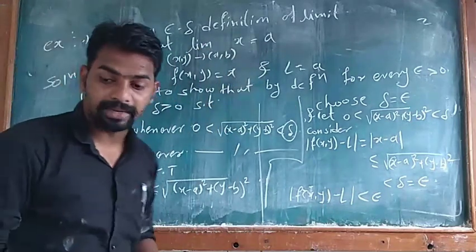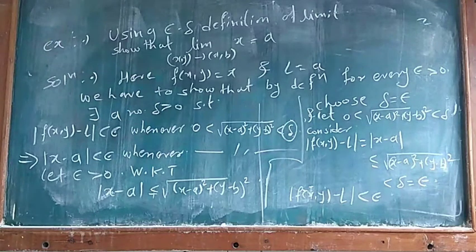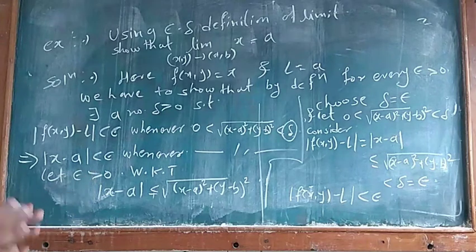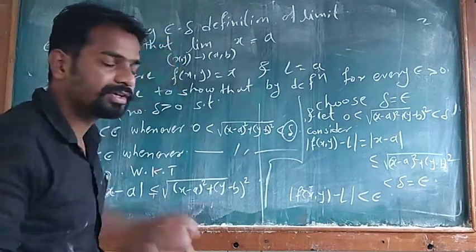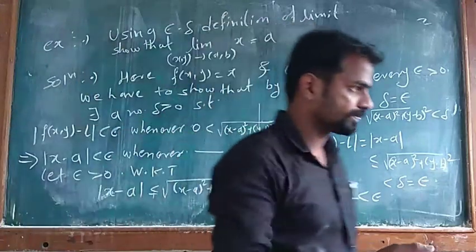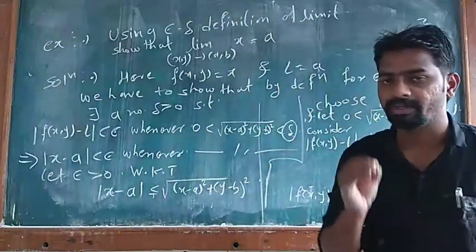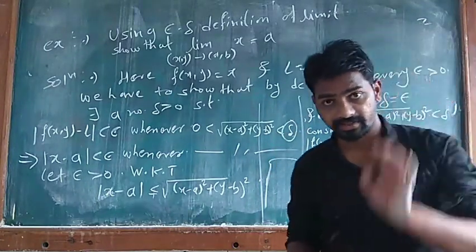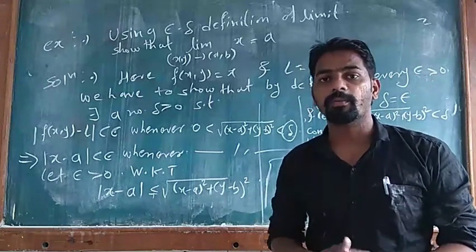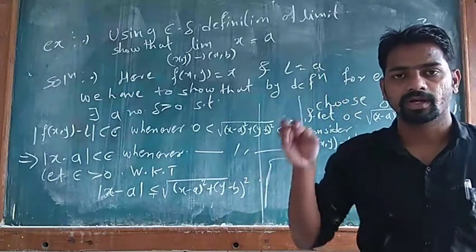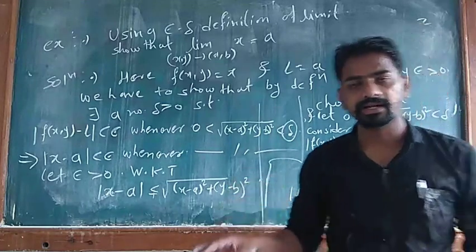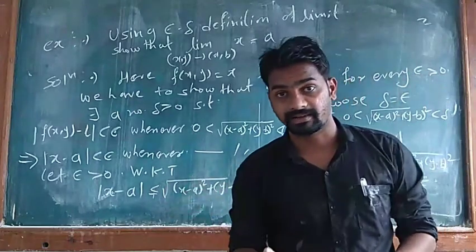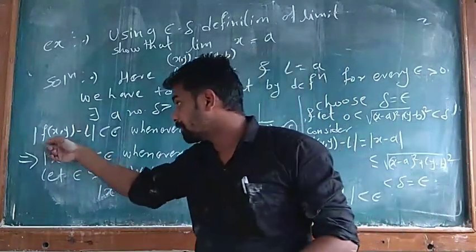Okay, now I'm again repeating this example. Firstly, we have to show that the limit as (x, y) tends to (a, b) of x is equal to a. We have to show this limit by using the epsilon delta definition. Therefore, by the epsilon delta definition of limit, for every epsilon greater than 0, we have to find a delta greater than 0 such that |f(x, y) − l| is less than epsilon whenever 0 < √((x − a)² + (y − b)²) < delta. Here we put in the values of f(x, y) and l.